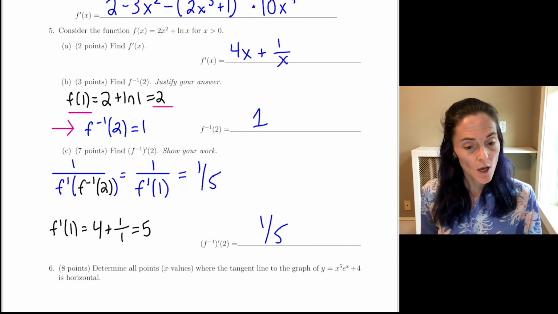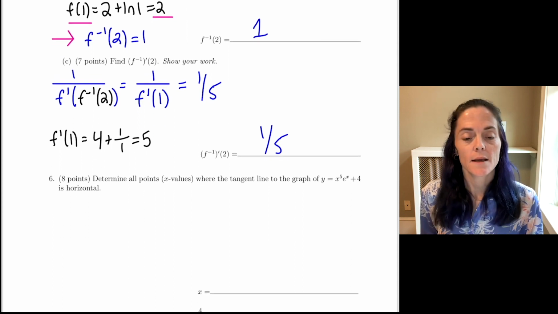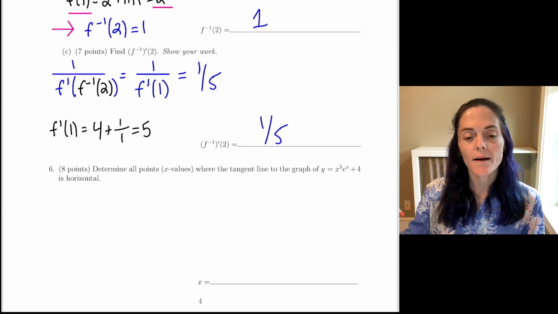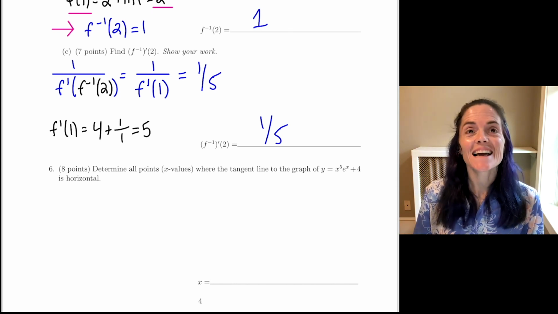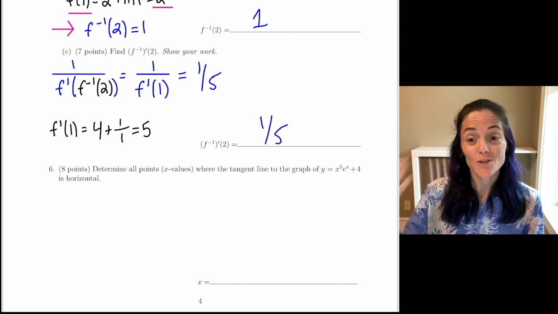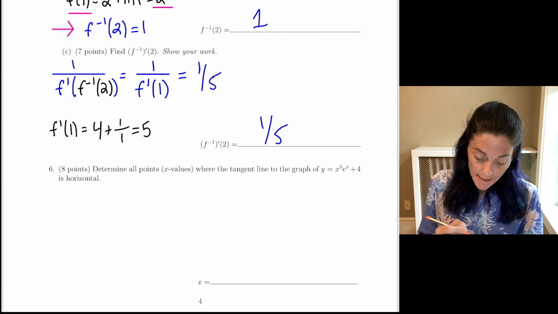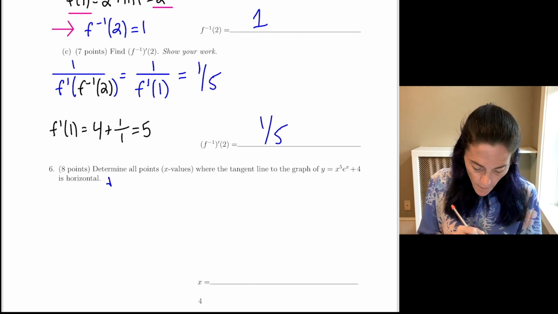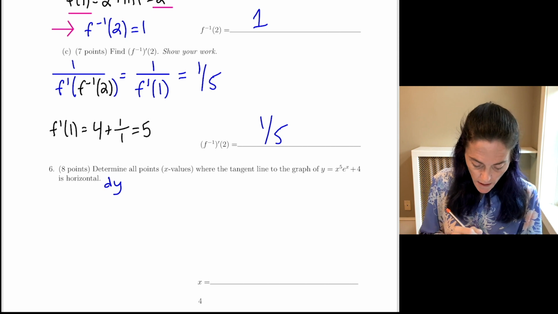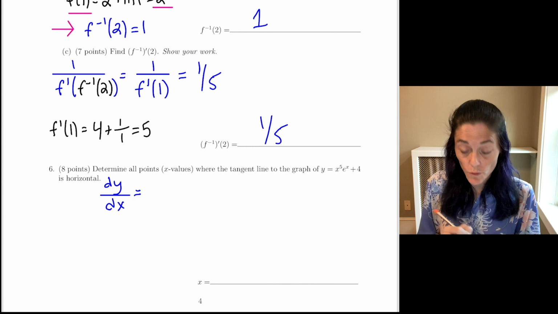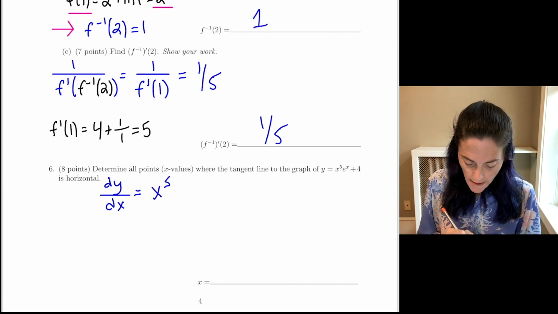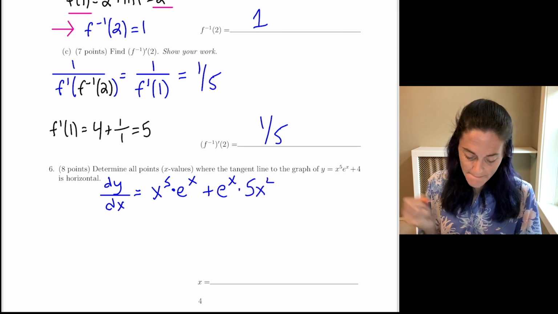Next question. We want to determine all points, and by that I mean x values, where the tangent line is horizontal. Horizontal tangent line means it has slope 0. It means the derivative is 0. So let's take the derivative. I will use this dy dx notation. This one is product rule. We have first times the derivative of the second plus the second times the derivative of the first.